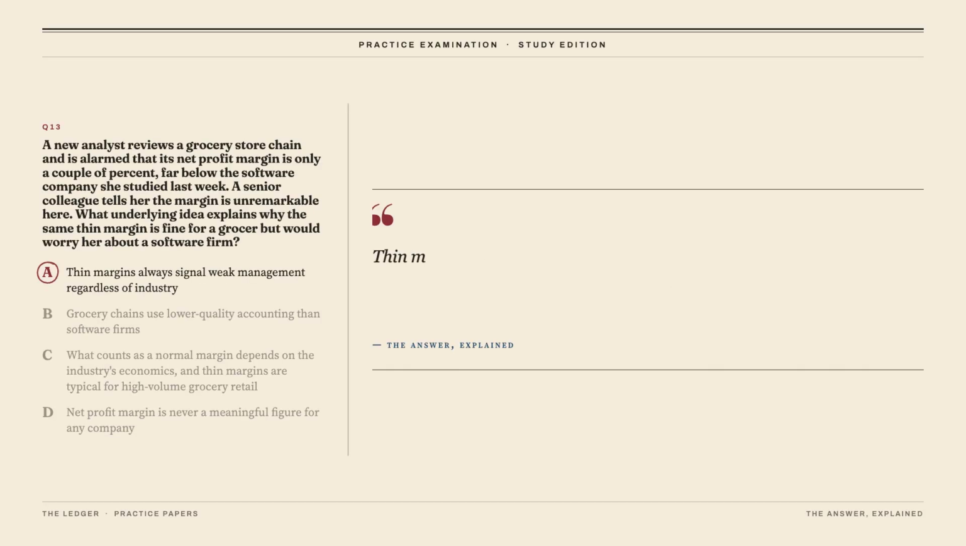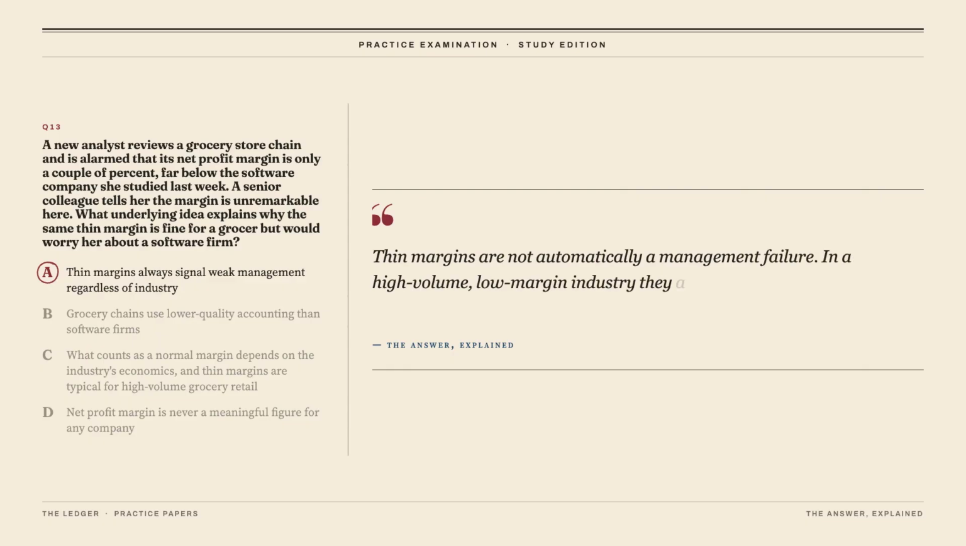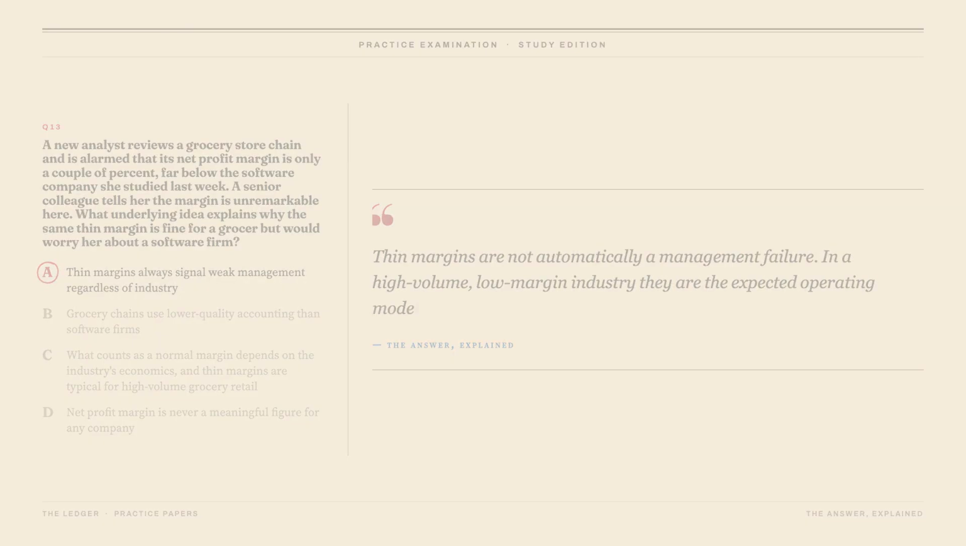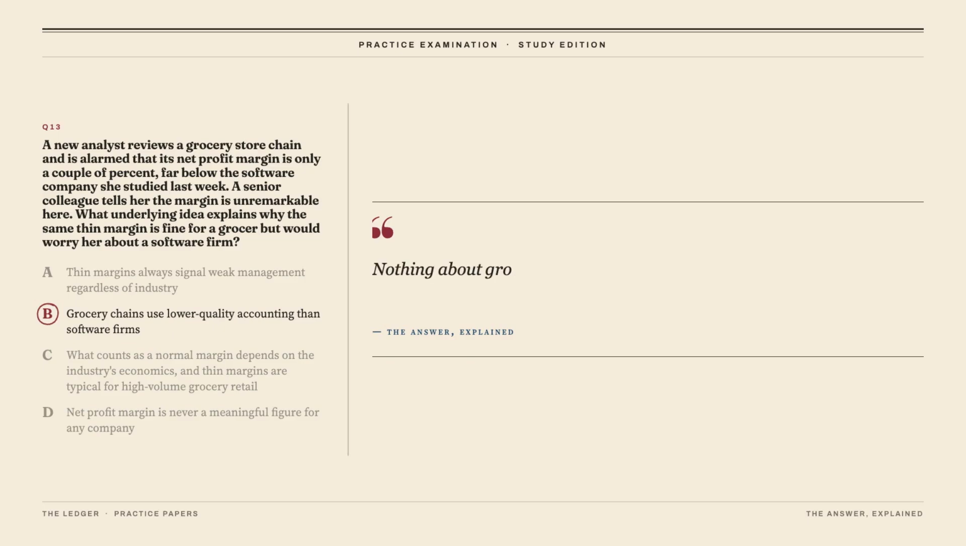A is wrong because thin margins are not automatically a management failure. In a high-volume, low-margin industry, they are the expected operating model. B is wrong because nothing about grocery retail implies weaker accounting quality.